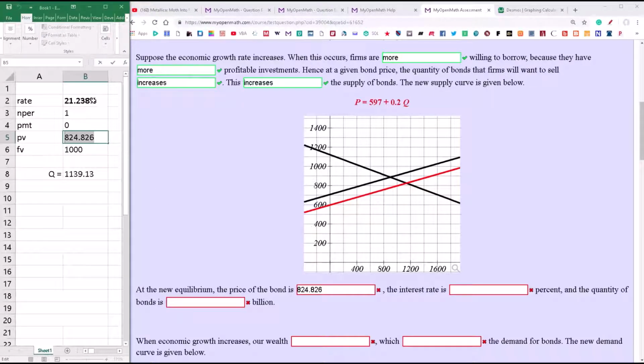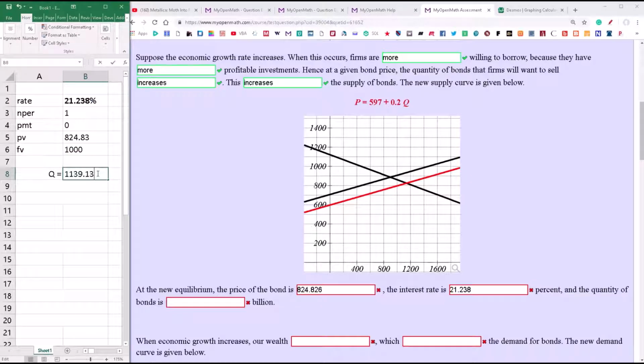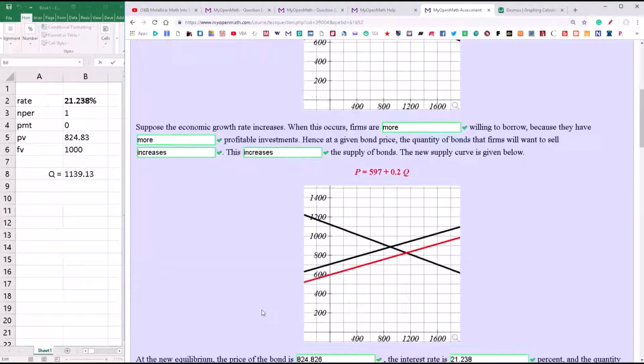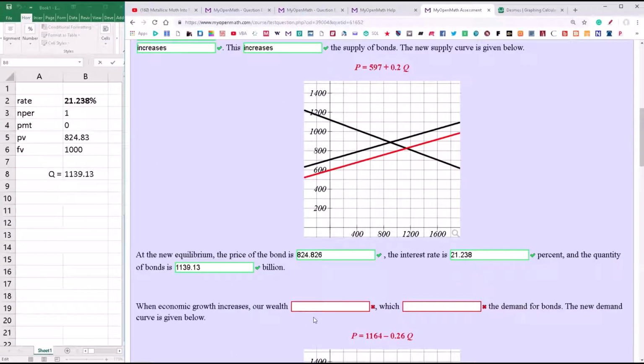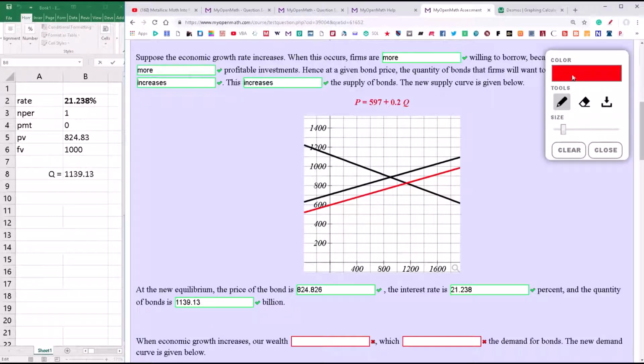The interest rate and the quantity. Hit enter, and we have the effect that economic growth has on supply, right? So let's go ahead and graph this. Our new equilibrium point right there.